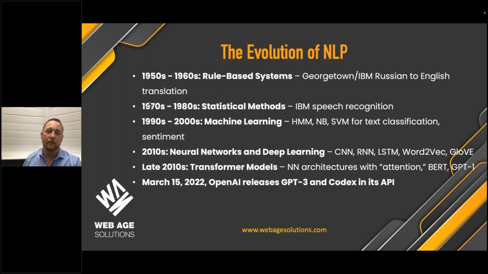And then with advances in neural networks in the 2010s, this is where we got our CNNs and RNNs, which we'll talk about as an important building block for our large language models. LSTMs are another important building block. We got some models like the Word2Vec and GloVe model. And then later we got transformer models and neural network architectures that have attention, starting with ELMo and BERT and leading up to GPT-1 and then 2, 3, and 4.